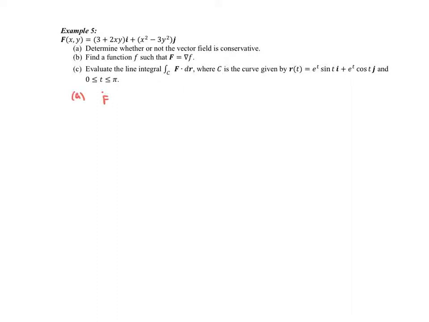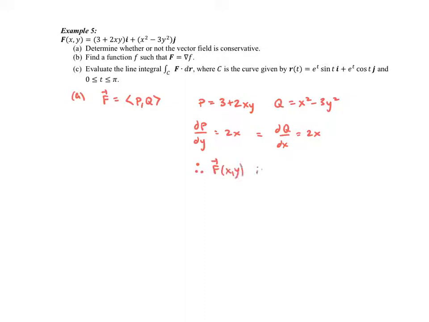So remember, we have our form of our vector, which is P Q. So that means that P is equal to 3 plus 2xy, and Q is equal to x squared minus 3y squared. So that means that dP/dy is 2x, and dQ/dx is 2x, and these are equal. So therefore, by our little test here, f of x y is conservative. That's good news. So this will be a lot easier.